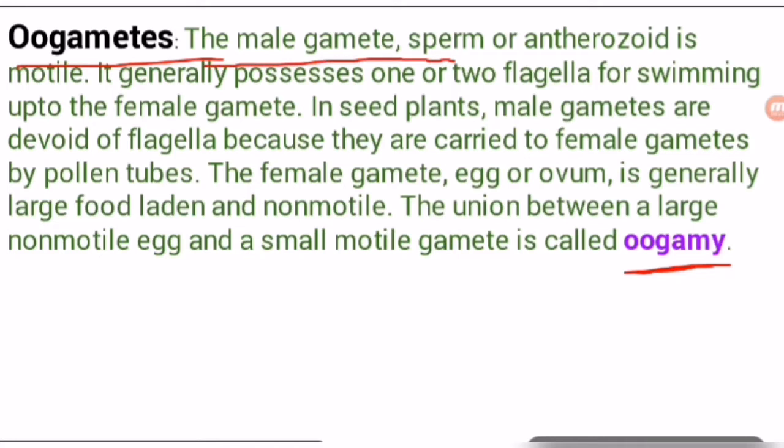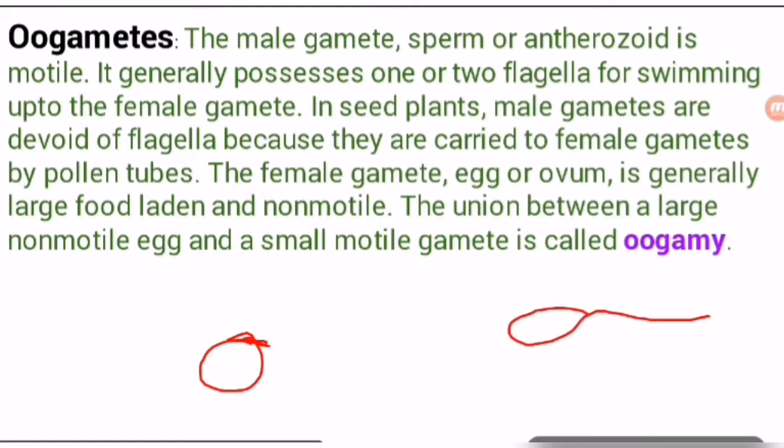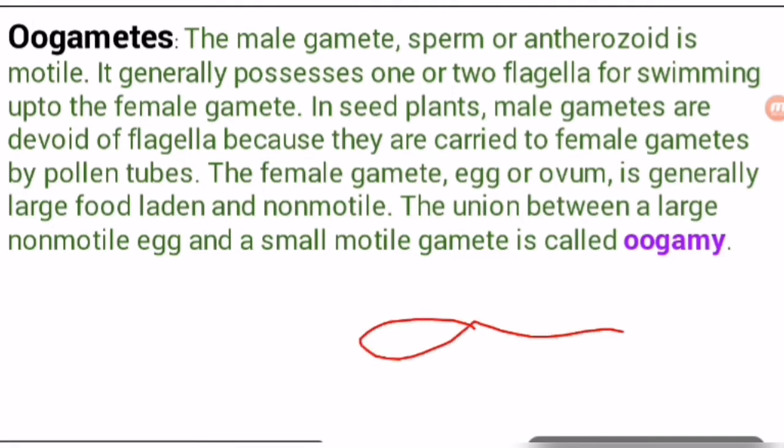The male gamete, sperm or antherozoid, is motile. It generally possesses one or two flagella for swimming up to the female gametes. Because the female gamete is sedentary or does not move, but the male gamete is motile, the male gamete has to move toward the female gamete. That is why for movement it has the flagella.